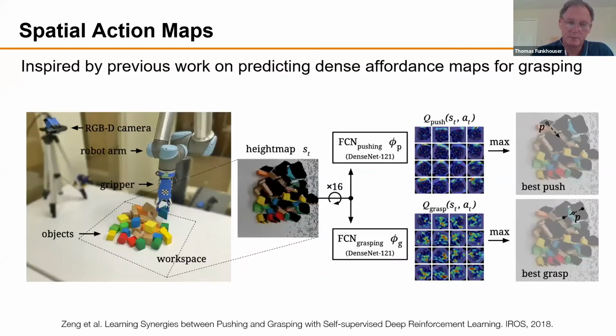And then in the follow-up work to that, it was put in a reinforcement learning setting where Q values were represented in each of these output maps. And so there's a Q value for performing a push action and a Q value for performing a grasp action at every location. And again, fully convolutional networks are used to predict them. So spatial action maps is building upon this approach that was inspired by this previous work in grasping.